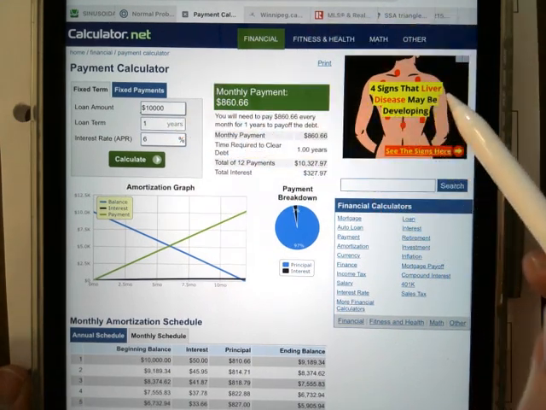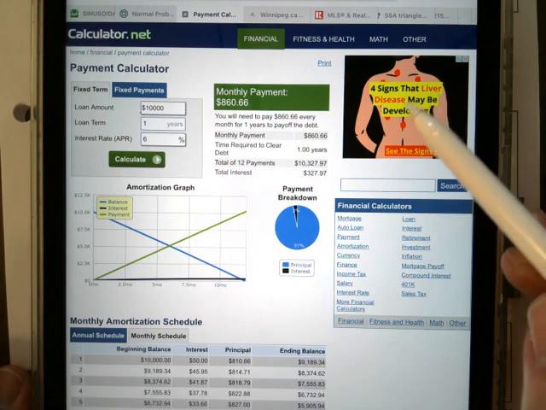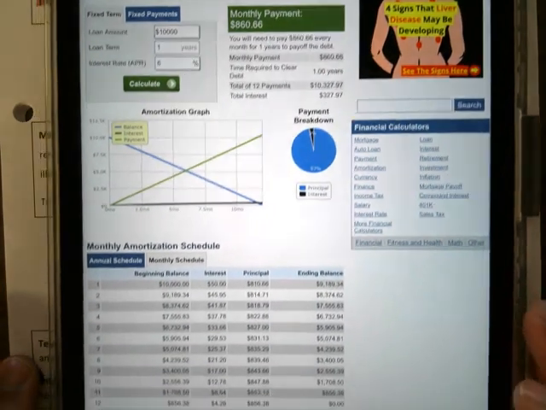You also know the signs of liver disease, by the way, just right there on the side, just in case you're wondering. That's an ad.